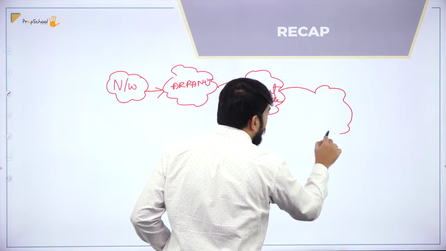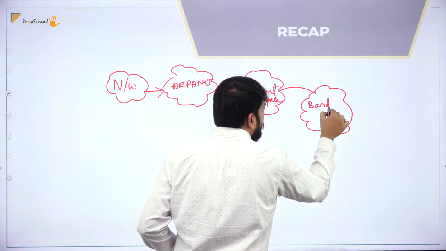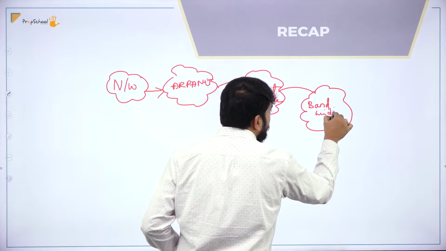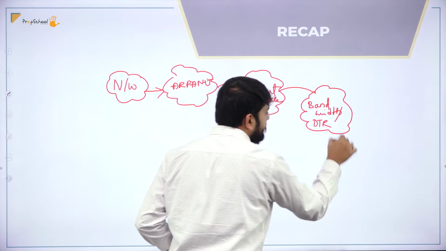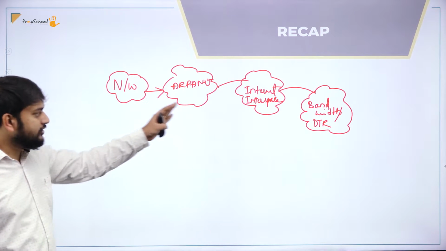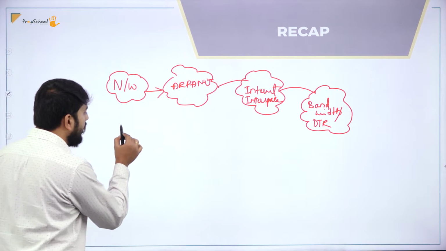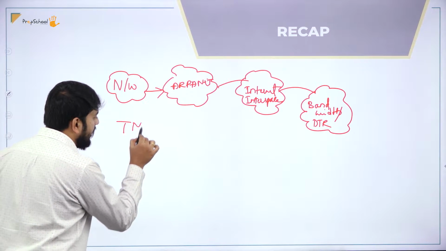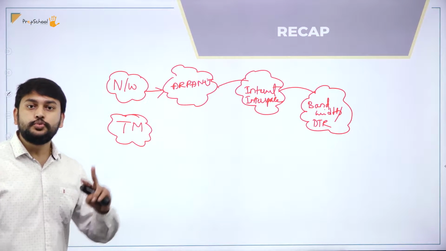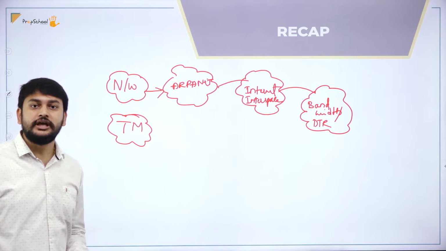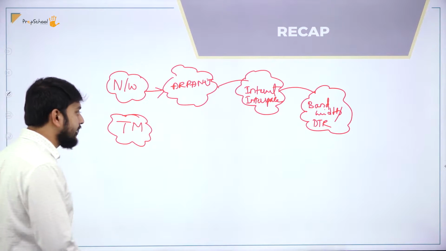We also understood the concept of bandwidth, and also the data transmission rate. This was in session 1, and then we started something called transmission media. In this we have two types of transmission media: one is guided transmission media, another one is unguided transmission media.